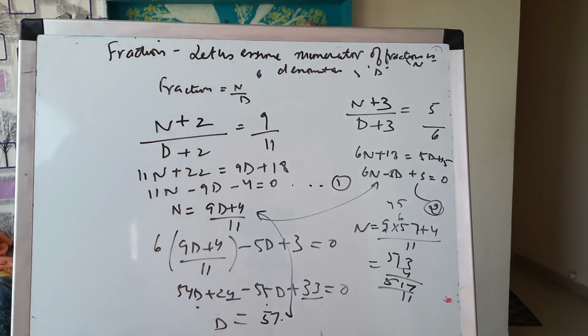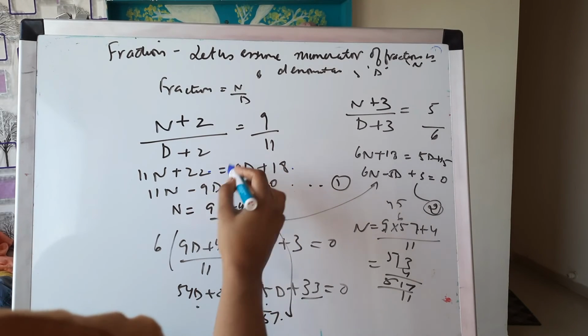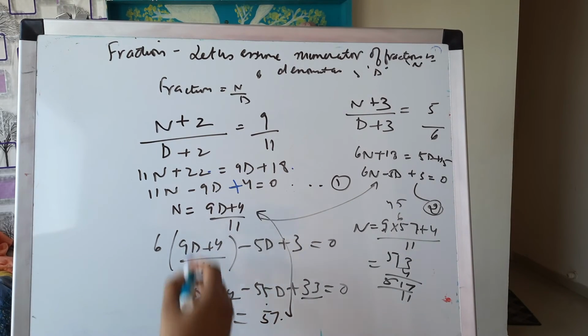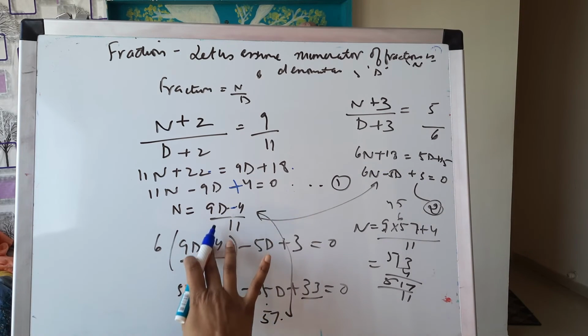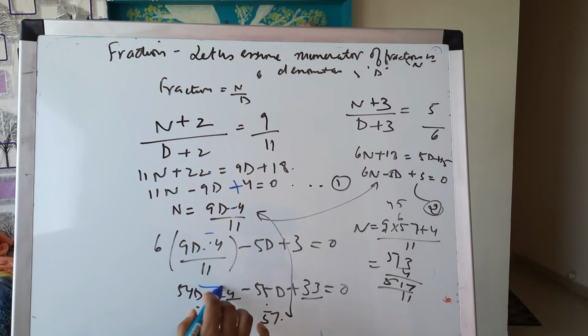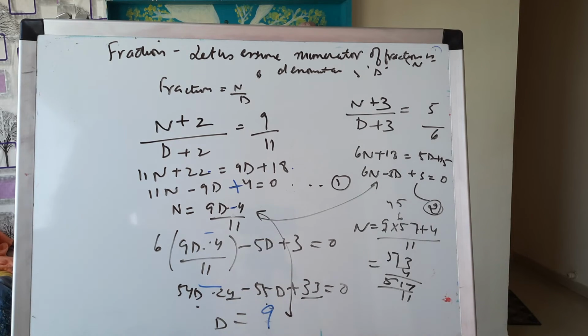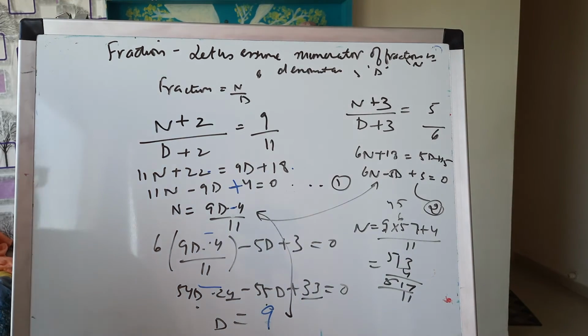Let me just check. See, I'm not editing this out, so I caught my mistake, right? So this is 22 plus 18. When we get here, it's plus 4 actually. So when we put this here, this is minus 4. When we substitute this here, this is minus 4. So this is minus 24. So this is 9. d is 9.